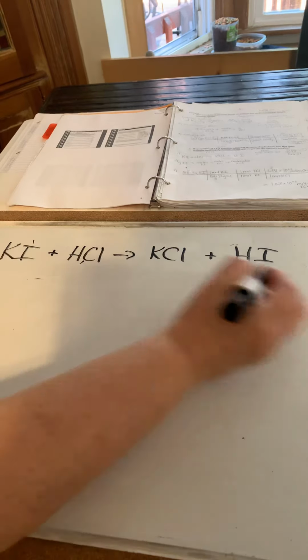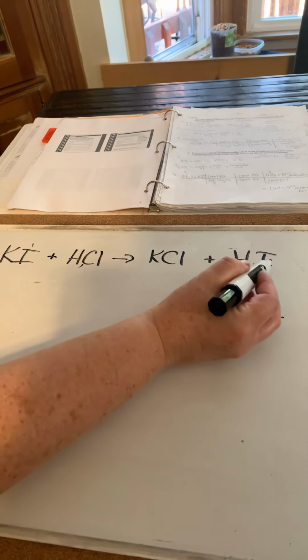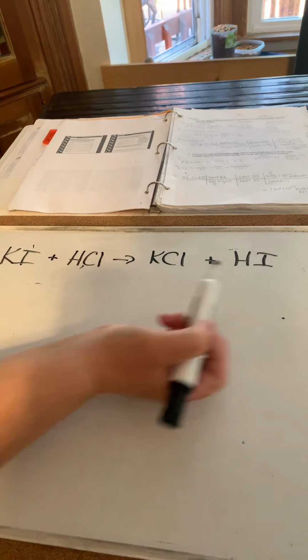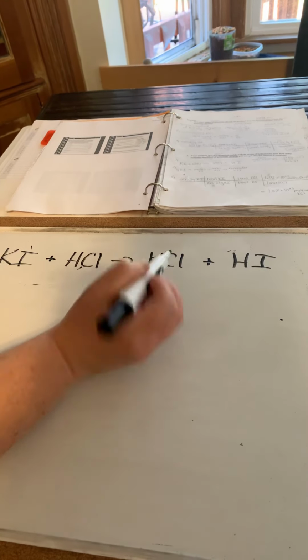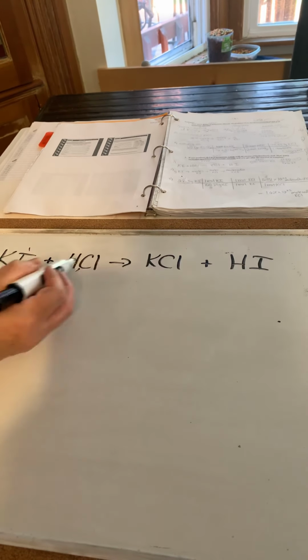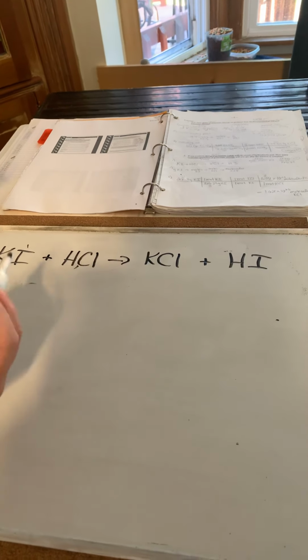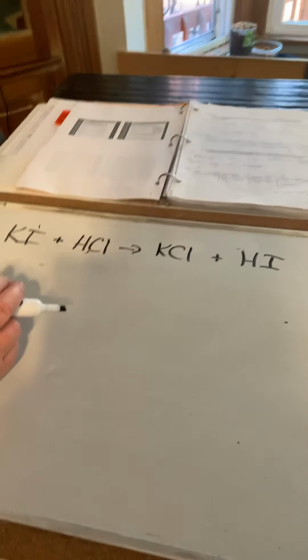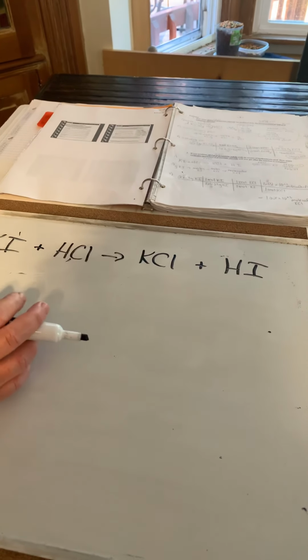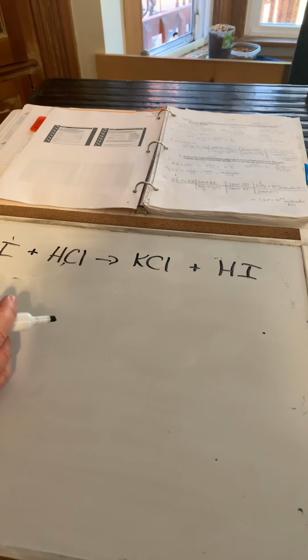Now, these are all balanced. Hydrogen is +1 and iodine is -1. Potassium is +1, chlorine is -1. We have 1 chlorine, 1 chlorine, 1 hydrogen, 1 hydrogen, 1 iodine, 1 iodine, 1 potassium, 1 potassium. We're all set. Okay? So, we now are going to make ourselves a plan.